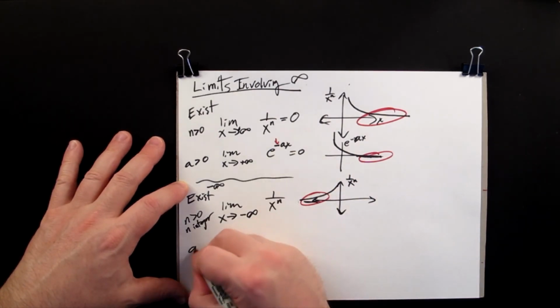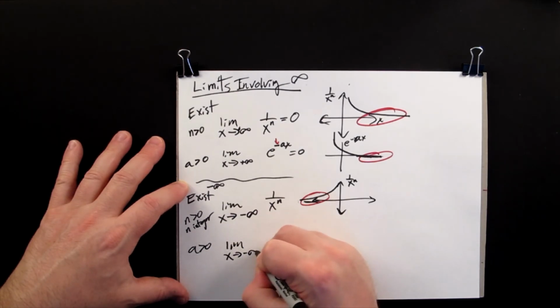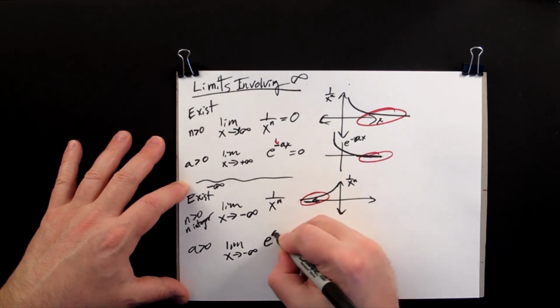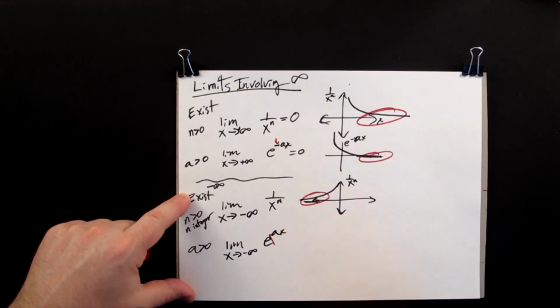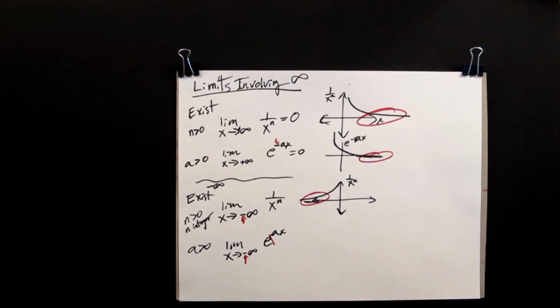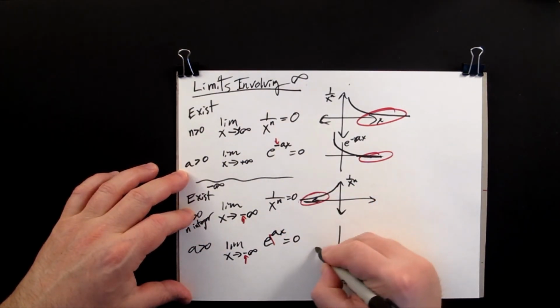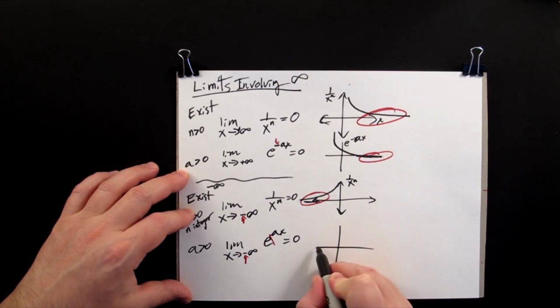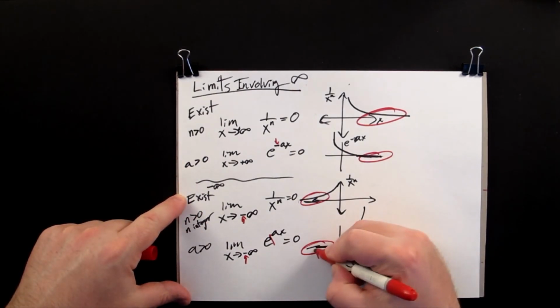And the other one, again, a greater than 0, the limit as x goes to minus infinity. This time it's e to the ax. Note the sign here. This time it's positive, and then you have the minus sign there. And so this one is 0, this one is also 0. Because it's positive, this time you have your exponential curve looking like that, and because we're looking at this area, it's going to go to 0.